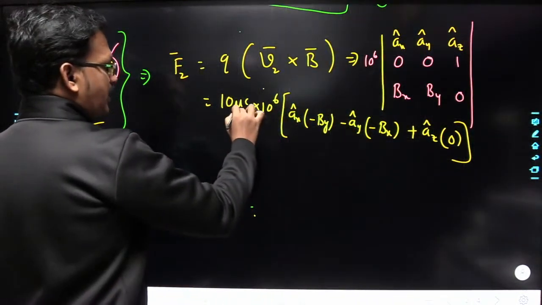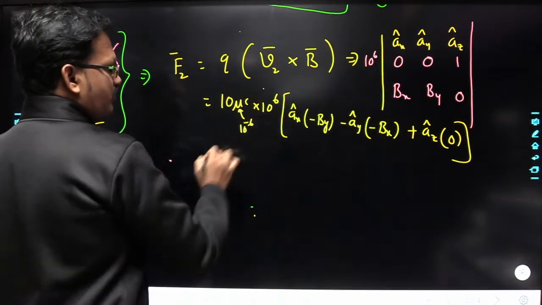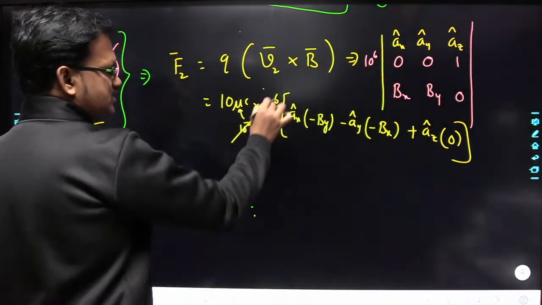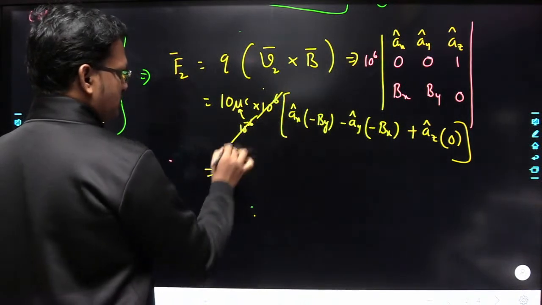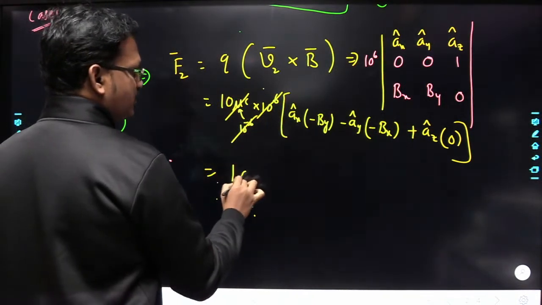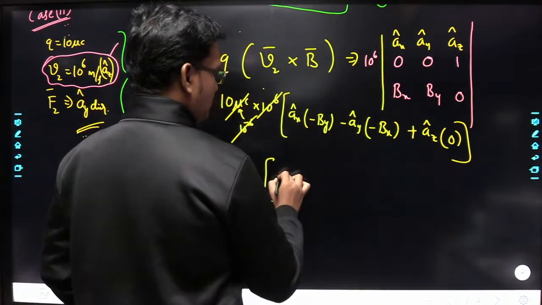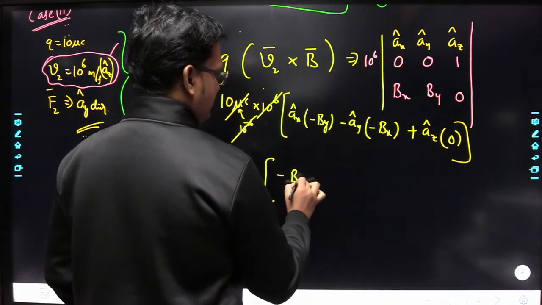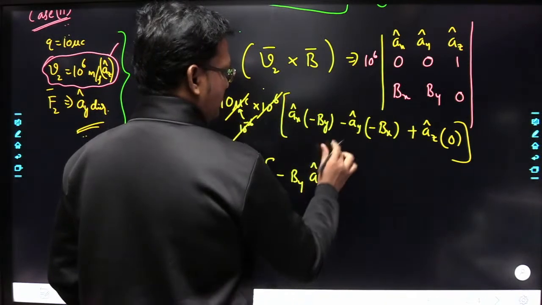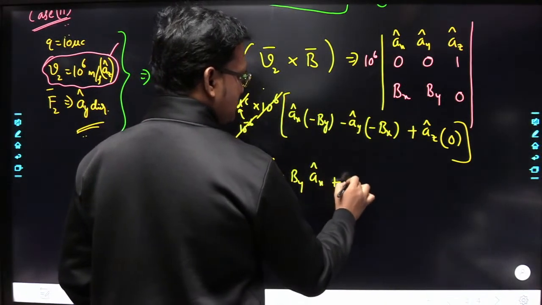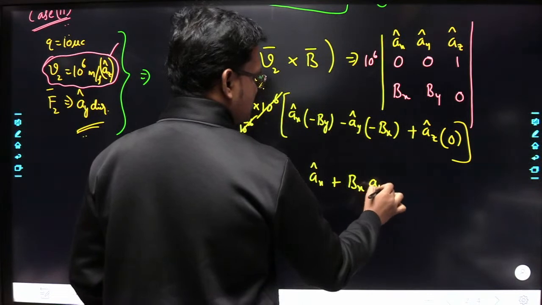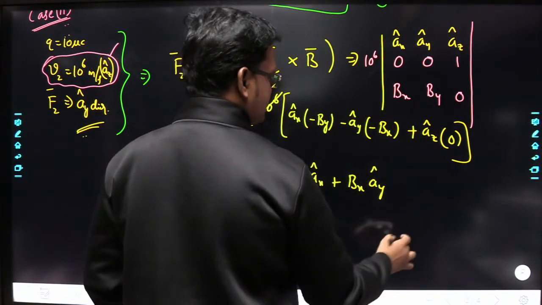Now here micro means 10 to the power of minus 6. So 10 to the power of minus 6 and 10 to the power of 6 will get cancelled. So you can write simply 10 into minus BY AX cap. Here minus into minus will become plus, so plus BX into AY cap. Here the Z component is 0.